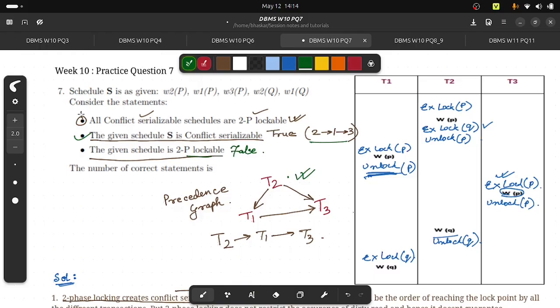So from these two you can understand that the statement "all conflict serializable schedules are two-phase lockable" is also false, right? So this is something very beautiful. As you can see, not all conflict serializable schedules are two-phase lockable, but if you can apply two-phase locking on a schedule, then it is guaranteed to be conflict serializable, right? So that's the whole concept of this practice question number 7. And thank you everyone.